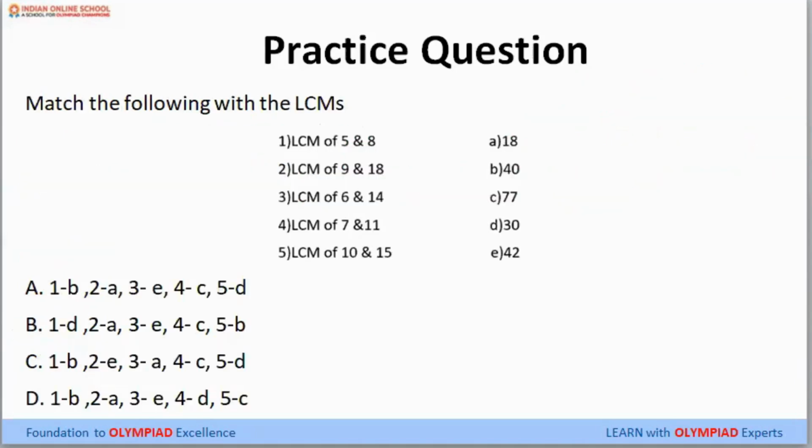Now we need to match the following with their LCMs. Okay, now I'm going to divide it. Chaitanya Shri, you will find the first one. Myra, you need to do the second one. After that, Purvi, you need to do the third one. Bhargav, you need to do the fourth one. And Garvit, you need to do the fifth one. Just do it and tell me your answer.